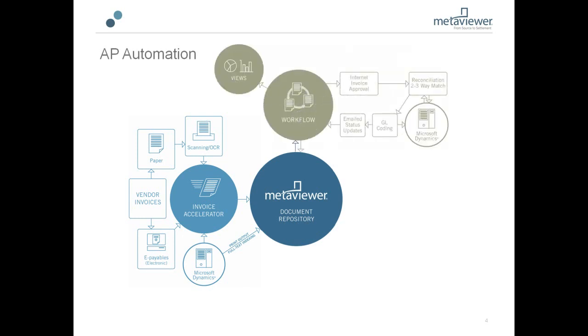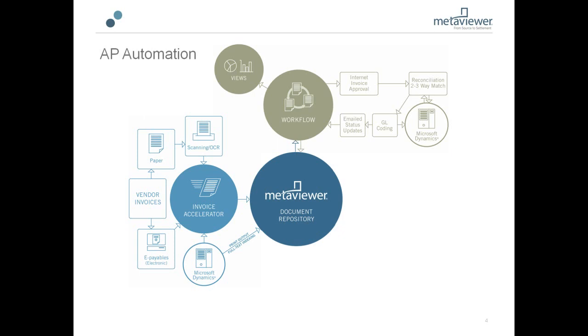The second aspect of the AP automation solution is workflow. Most people think of workflow as the routing of a document from person to person, and this is a big part of workflow, but to MetaViewer, workflow is quite a bit more than that. We can actually process documents so people don't have to. Workflow can extract information, share that information with your Dynamics system, check for missing information or documents, auto-route documents depending on certain conditions that exist. Lots of different ways that we can do some process automation with workflow.